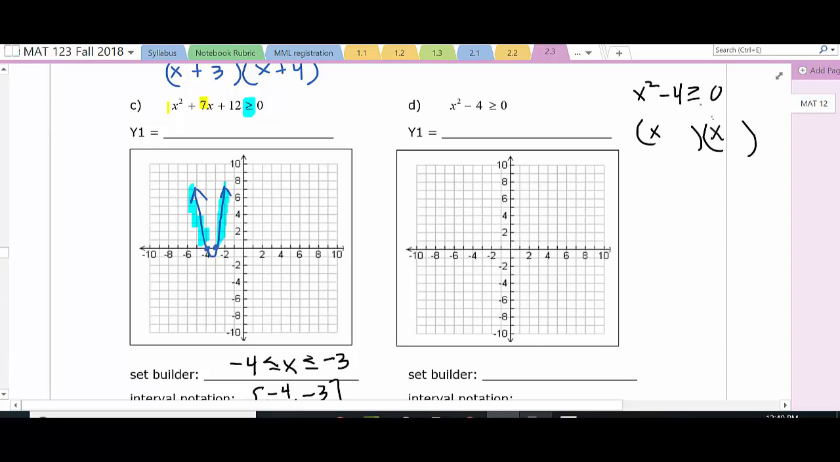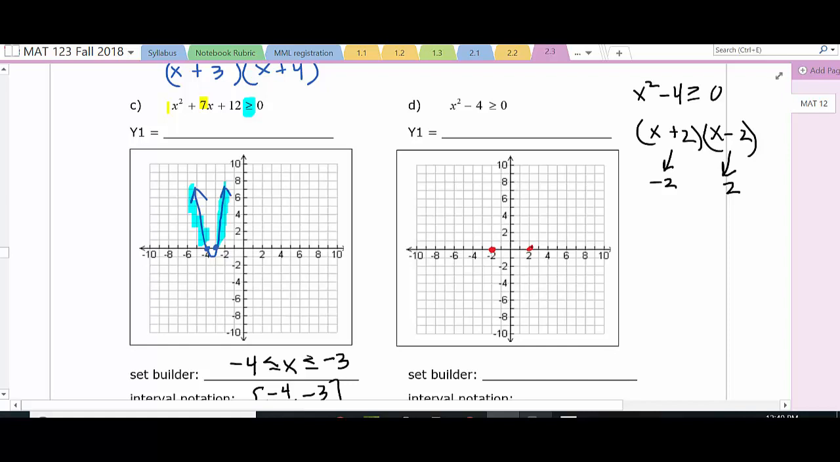X times x is x squared. Positive 2, -2 is 0. Okay, so here's what that's going to mean. This is going to generate an x-intercept of -2, and that's going to generate one of 2 like that. So put a dot on -2 and put one on 2. All right? Now, let me ask you a question.